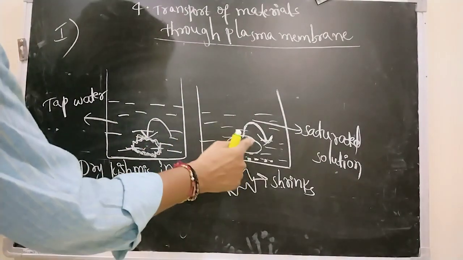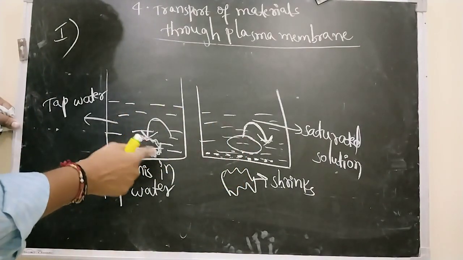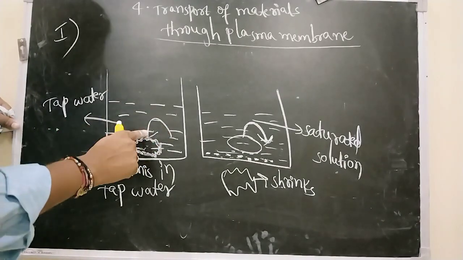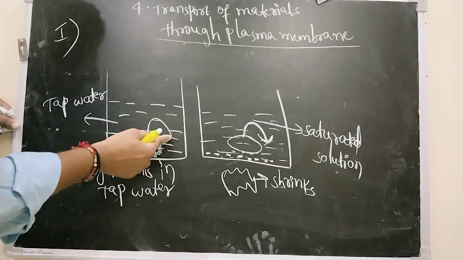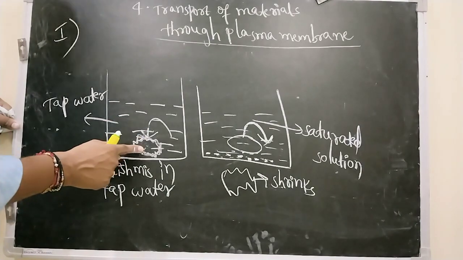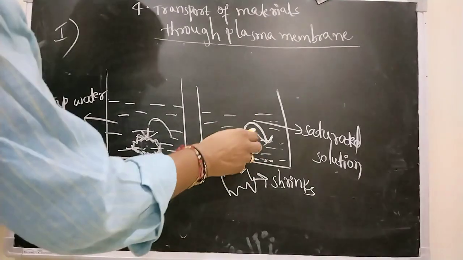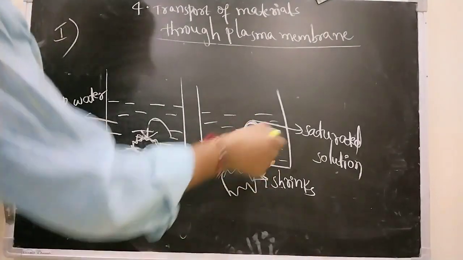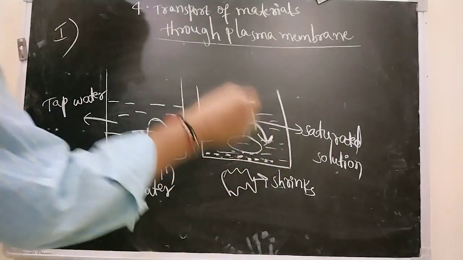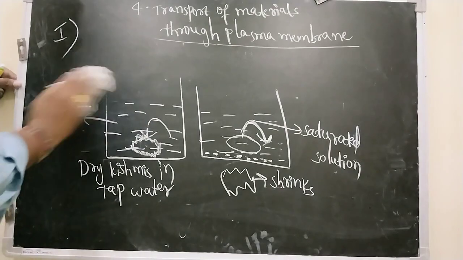Here the solvent concentration is more in the kismis, whereas in this activity the solvent concentration is more in the beaker. That is why water moves from high concentration to low concentration, means water from the beaker to the kismis, so water enters into the kismis. But here, when we place the swollen kismis in the beaker, water from the swollen kismis enters into the beaker which contains saturated solution, because this beaker now requires water. Okay, right, next activity.